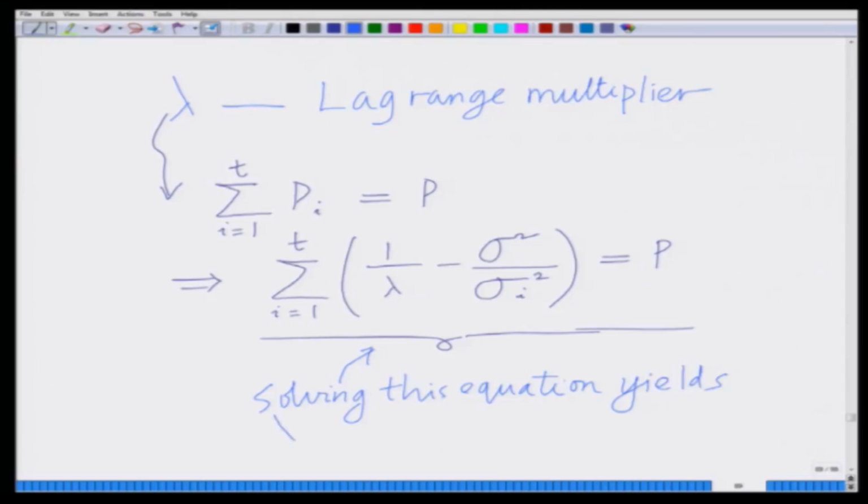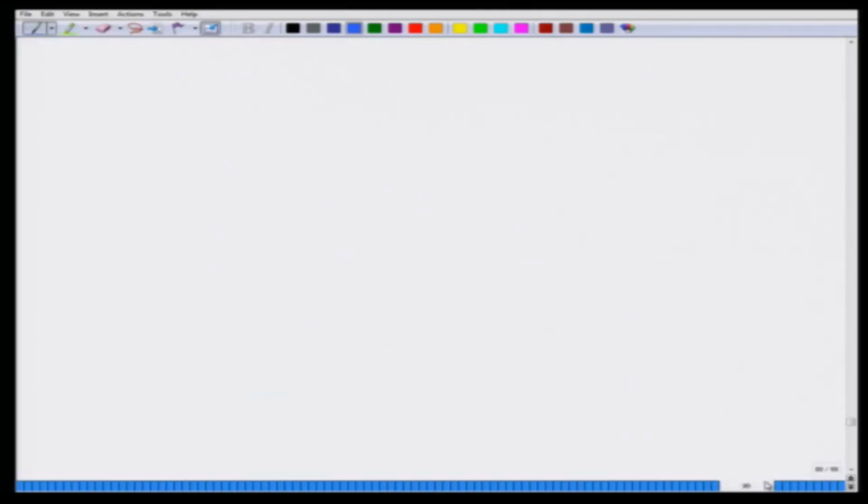yields lambda, which is the Lagrange multiplier, and therefore, once you solve for lambda you can substitute it back in this expression to get the power P_i of the ith channel to achieve the maximum sum rate, which is also the capacity of the MIMO wireless system. This optimal power allocation is termed as the water filling algorithm.